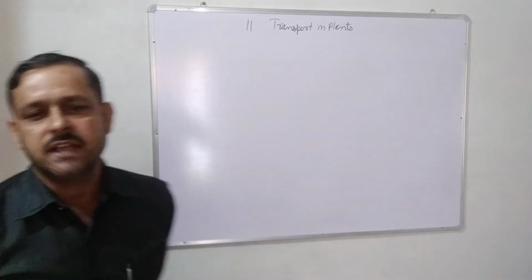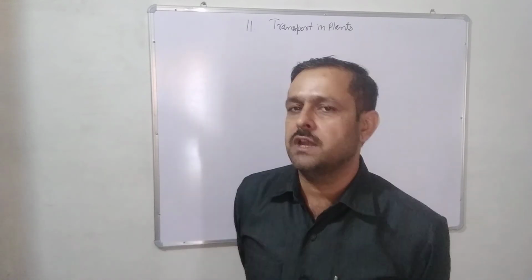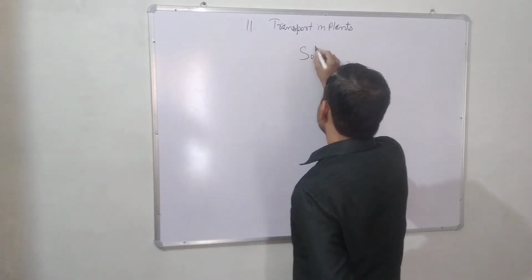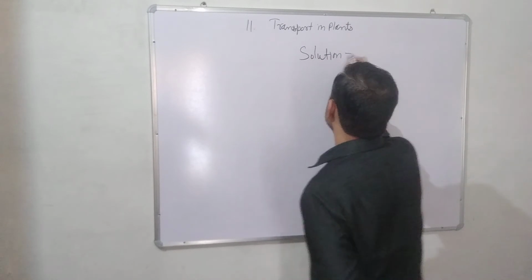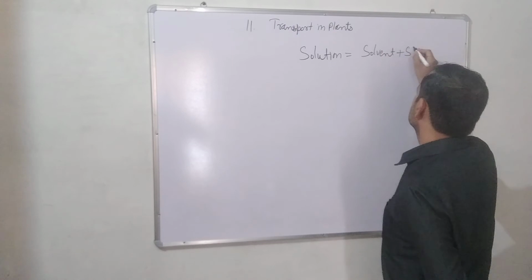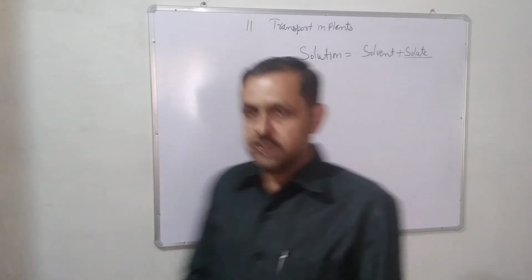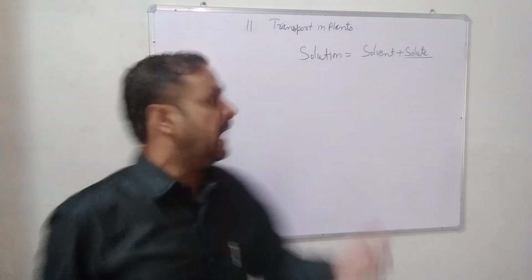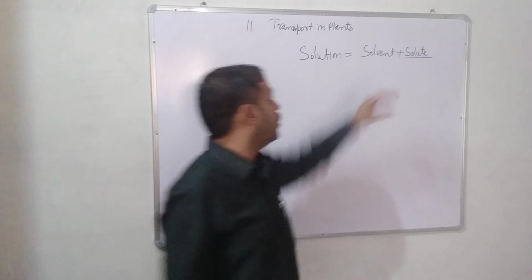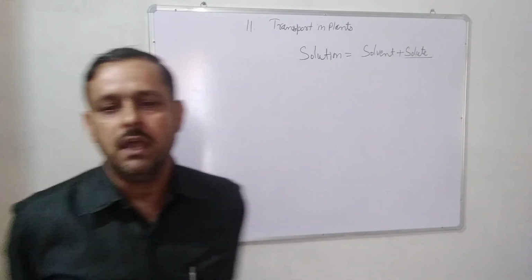Water acts as an excellent solvent, because whenever we see a solution, it means solvent plus solute. Whenever anything is dissolved in a solvent, a solution is formed. So water is called the universal solvent because many things are dissolved in water.